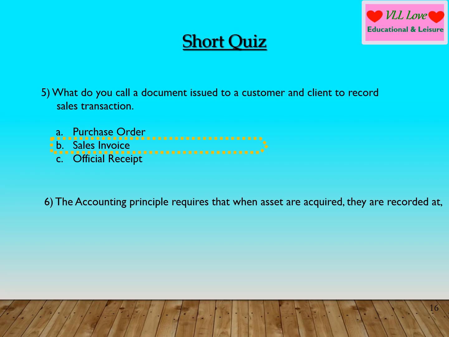Okay, question number 6. The accounting principle requires that when assets are acquired, they are recorded at letter A, book value, letter B, cost, and letter C, market price. The answer is letter B, at cost.